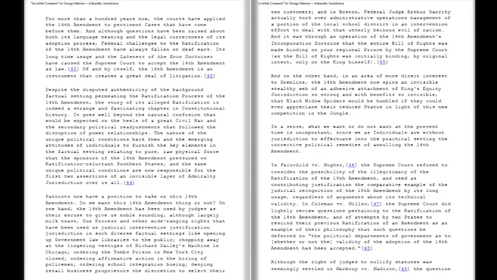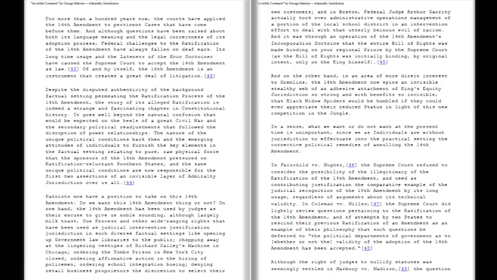44. Patriots now have a position to take on this 14th Amendment. Do we want this 14th Amendment thing or not? On one hand, the 14th Amendment has been used by judges as their excuse to give us noble-sounding, although largely milquetoast, due process and other wide-ranging rights that have been used as judicial intervention justification.